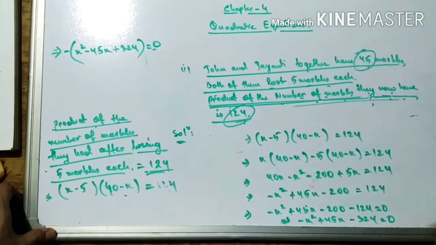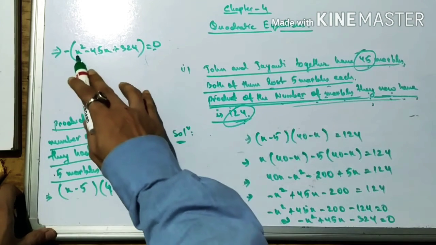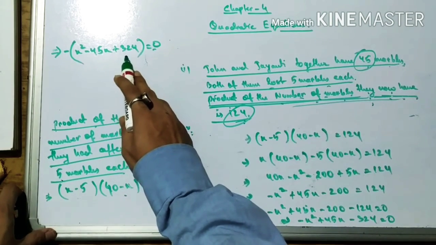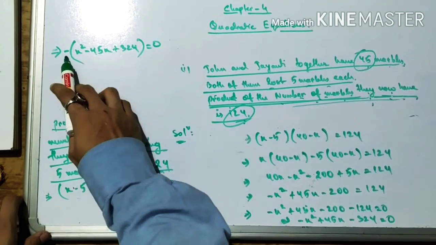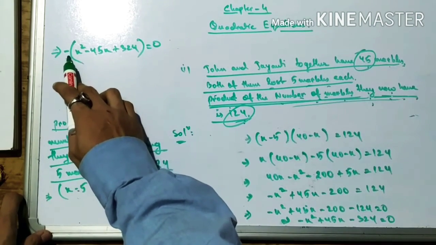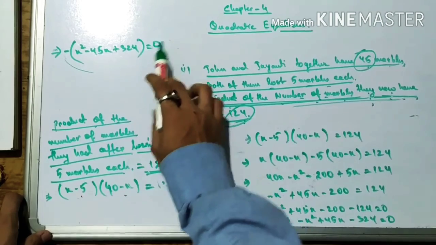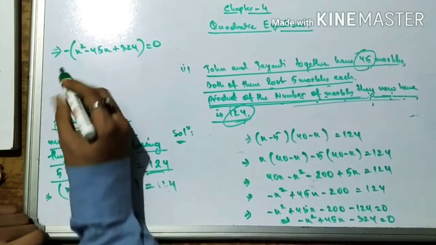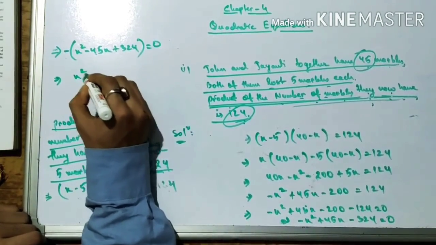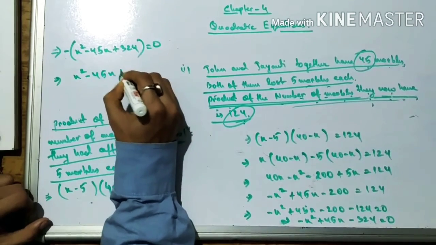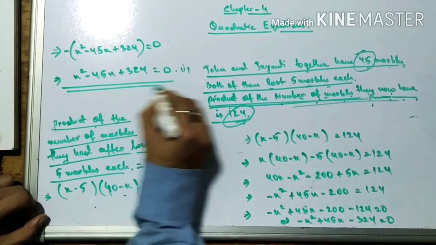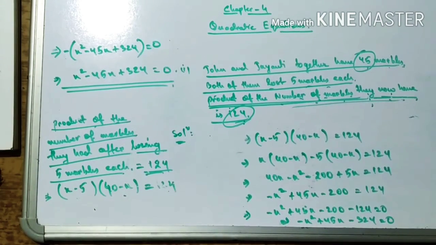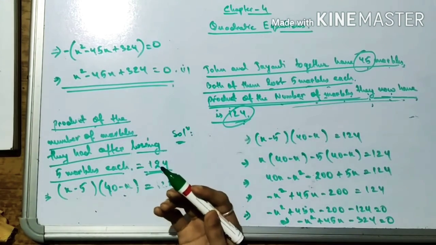If I take minus common from here, I will get x square minus 45x plus 324 is equals to 0. So this is minus common I have taken, and if I send the minus to the right hand side, ultimately I will get x square minus 45x plus 324 is equals to 0. And this is our solution. That is what is being asked in the question.